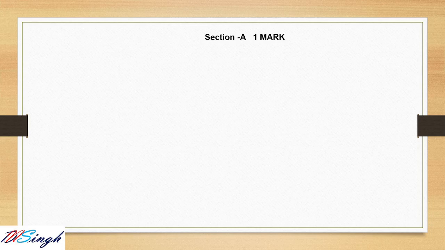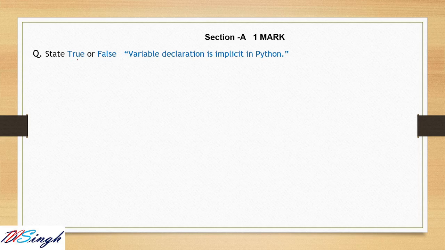In section A we have 1 mark questions, and there are a total of 18 questions of very short answer type. Here we have 3 types of question under that category. The first is where they have given a statement and asked you to write the answer in the form of true or false. So either you need to say it is true or you need to say it is false.